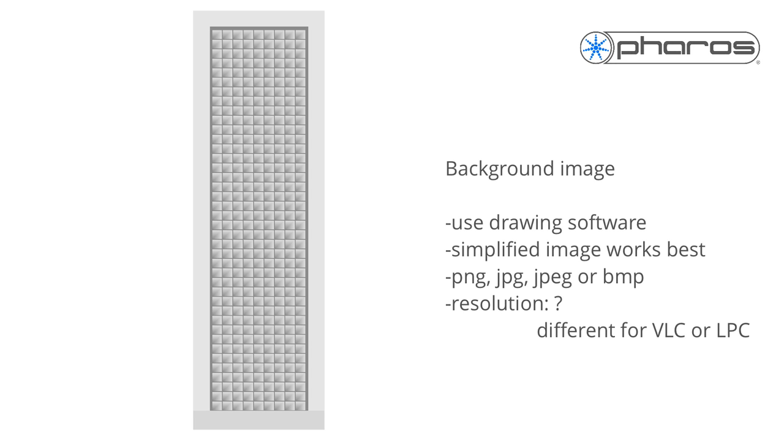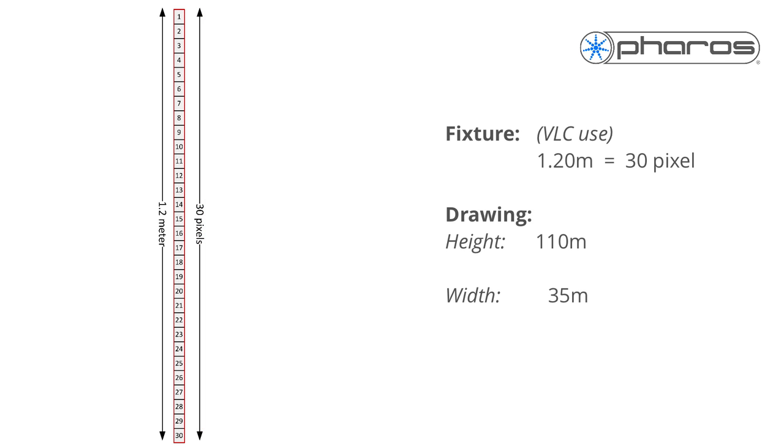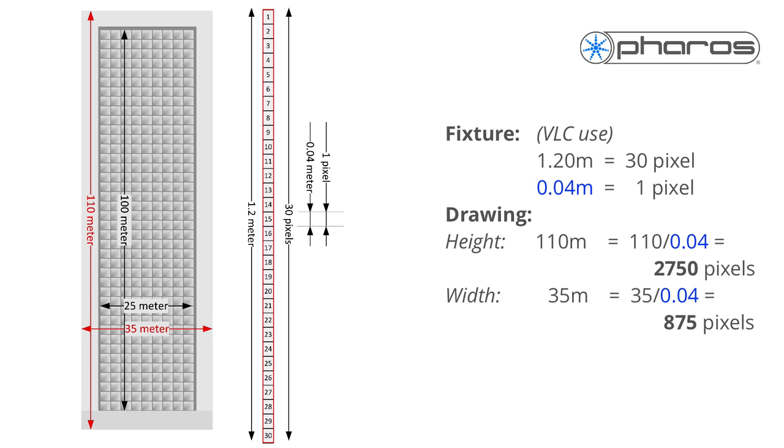So at what resolution should you render this background image? As an example, here is a sketch of a building that is 100 meters high, 25 wide and has 5 meters padding in the drawing. When using a VLC, it is best practice to try and match the fixture's pitch. The fixture in this example is a tube of 1.2 meters, with 30 nodes inside. The pitch of 1 pixel equals 4 centimeters. With this information, we can calculate the pixels required in Designer to control it in the best possible way.